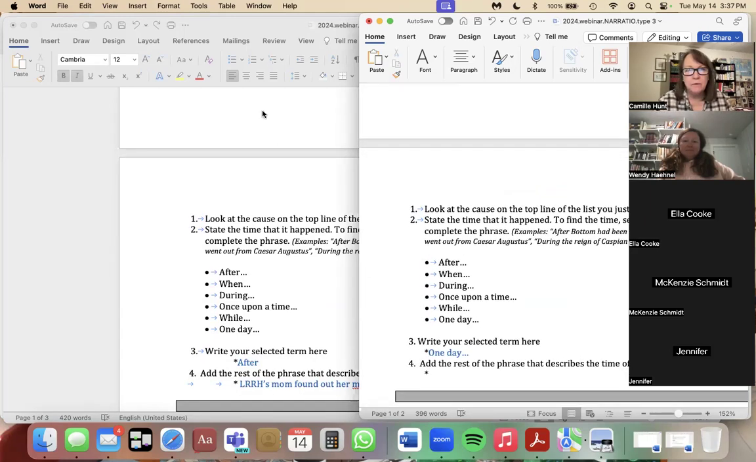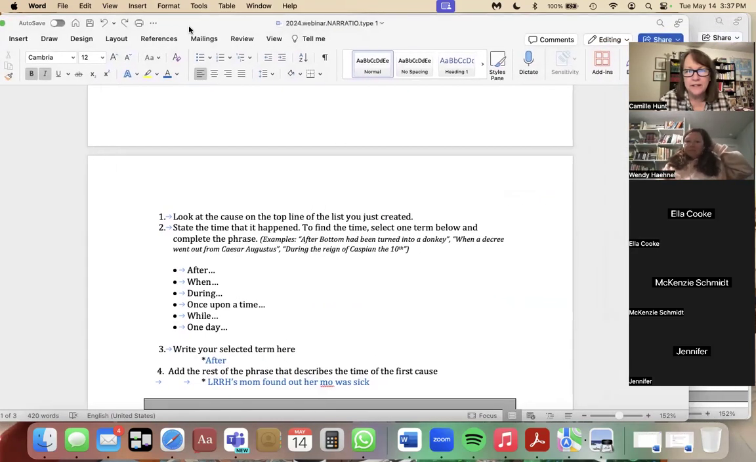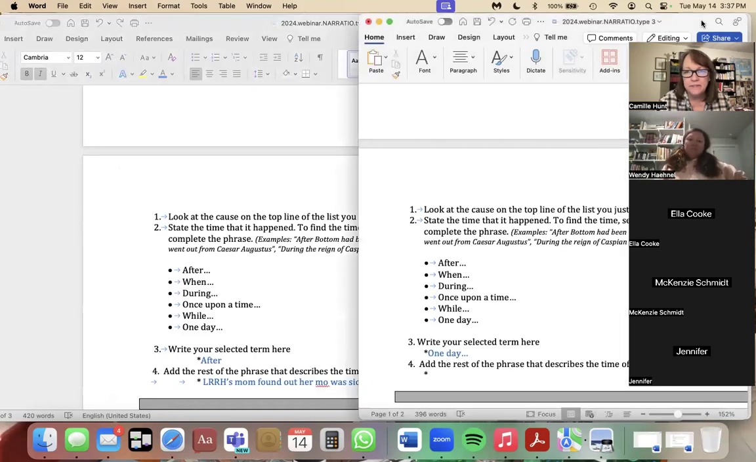The story needs to begin with some kind of setting, or the time that it happened. So we're going to pick a time, and it's usually related to something else in the story. So it's during this reign of the king, or it's when the decree went out from Caesar Augustus that all the world should be taxed, or it's Midsummer Night's Dream.